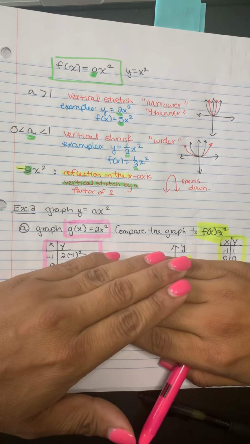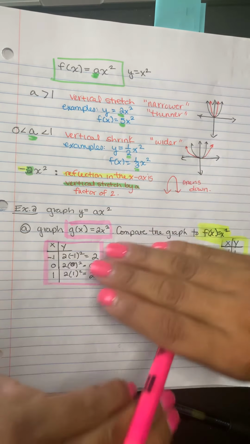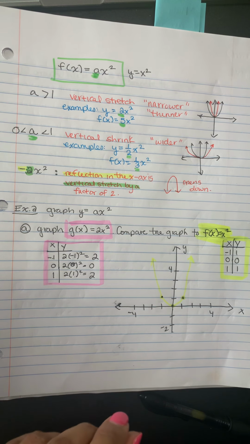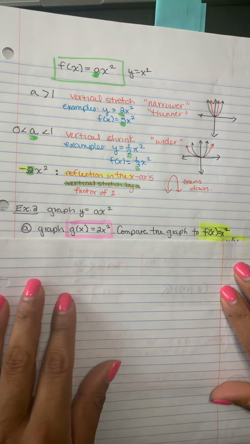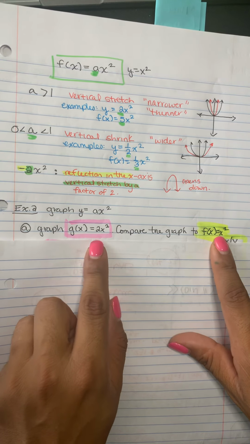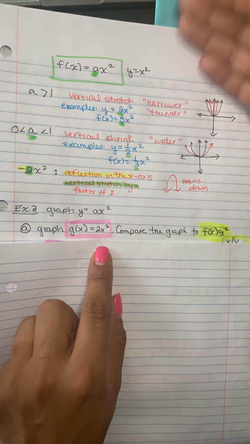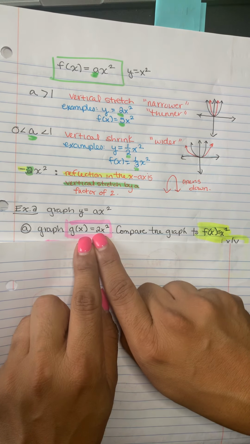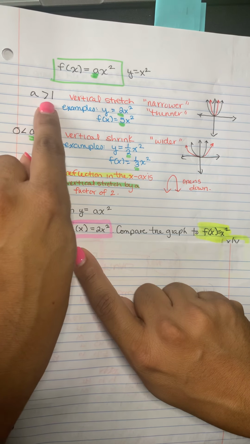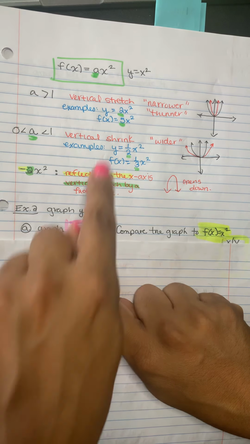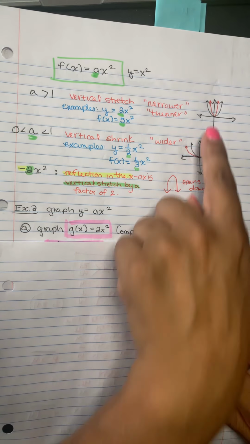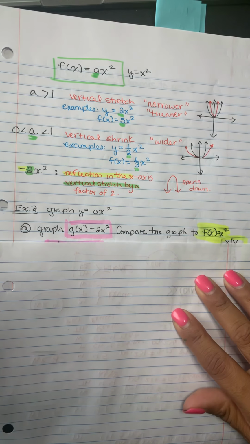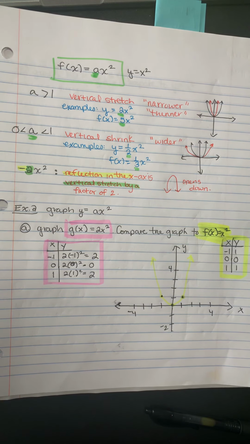Now, let's say he didn't ask us to graph. We can tell what's going to happen. Let's do that first. Let's just say it didn't ask us to graph, and it just said compare it to f of x. We can do that by looking at the equation. What does that 2 represent? If a is greater than 1, it's 2. We know that it's going to be narrower or thinner than f of x. So it's going to look something like this. And we're going to call that a vertical stretch by a factor of 2.